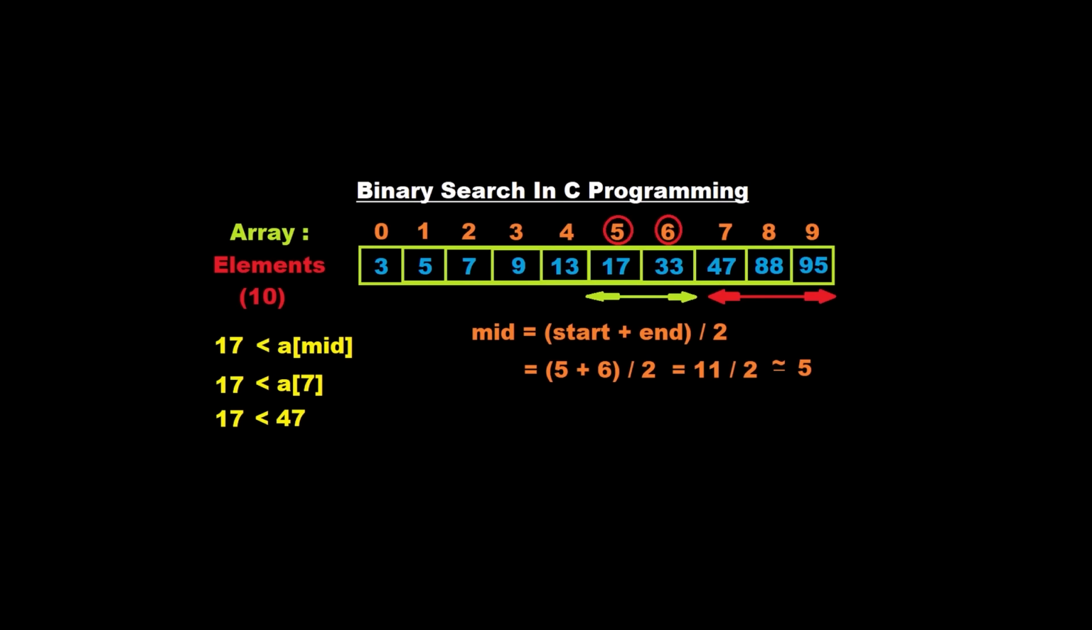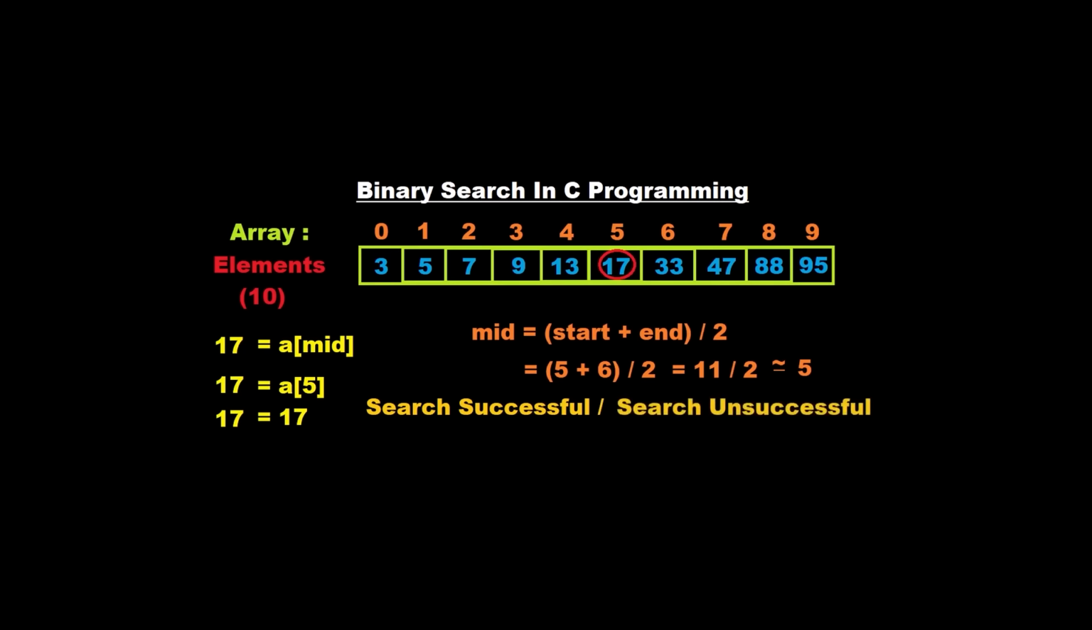So now let us check once again. 17 is equal to a of mid. 17 is equal to a of 5, or we can see here that 17 is equal to 17. This means that our search has been successful, so we can print it. If we don't find the element, in that case we will print search is unsuccessful.